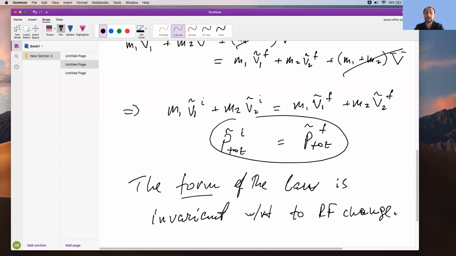And physically, it means that if the momentum is seen to be conserved in one frame, then it will be seen to be conserved in another frame. If P total initial equals P total final, then P total initial tilde equals P total final tilde. The momenta themselves are not invariant because velocities are not invariant. But the fact of conservation is invariant. The law is invariant. The relationship between quantities is invariant.